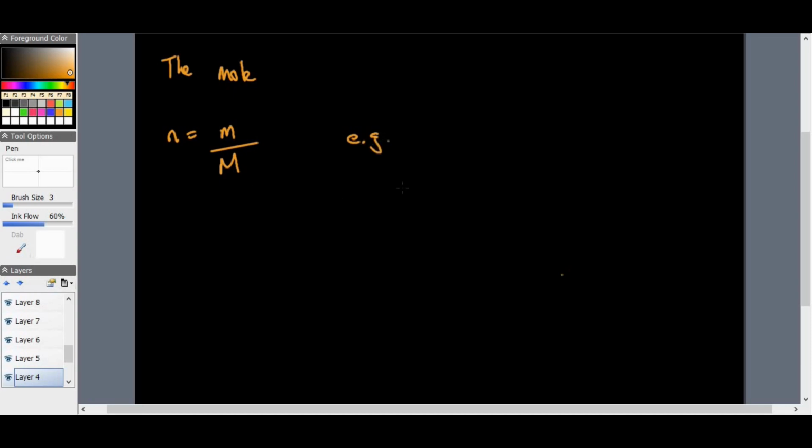This example is a random example, but what happens if I have the number of moles equaling about 0.67 mole. Remember, that's what it's measured in, mol. And the substance is sulfuric acid. So sulfuric acid is H2SO4. Okay, so you need to find the molar mass of H2SO4.